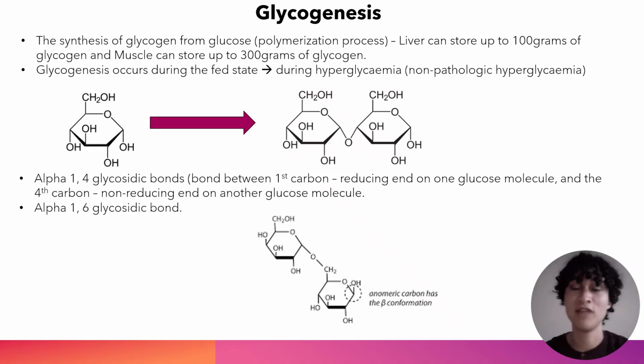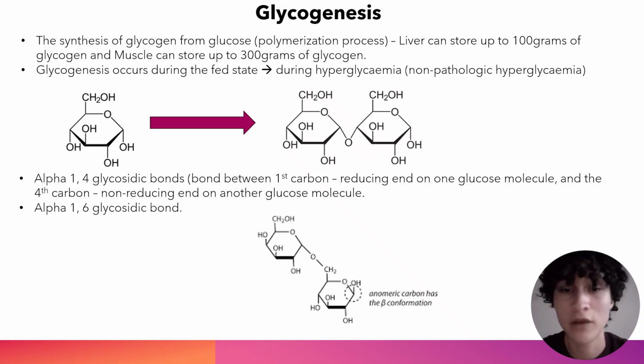So that when blood sugar levels drop later on in the day, when you're in a fasted state, that glycogen can be broken down in the liver through glycogenolysis into glucose 1-phosphate, and then glucose 6-phosphatase can get rid of that phosphate group and give you free glucose to allow for hepatic glucose output back into the bloodstream. But anyway, back to glycogenesis.